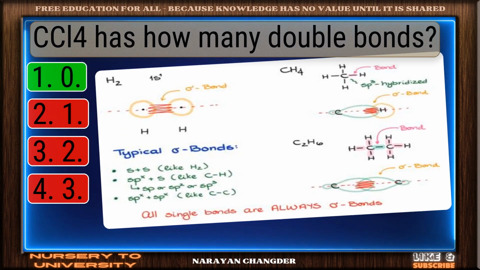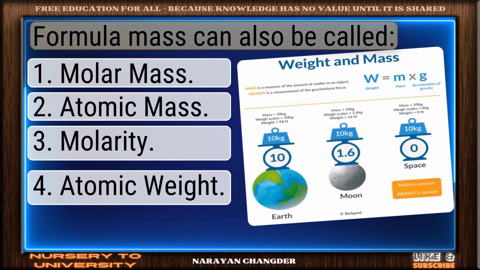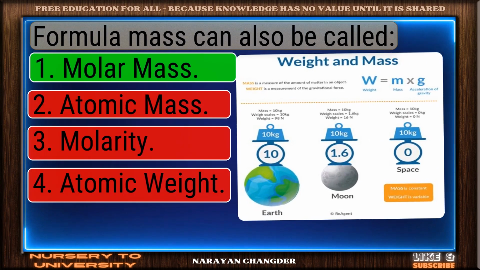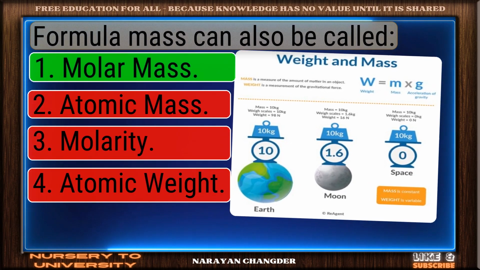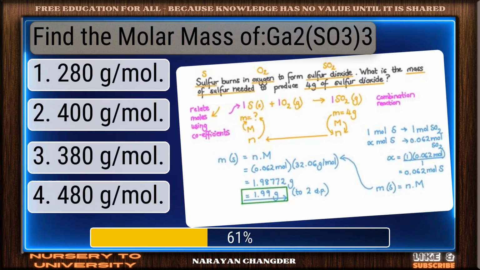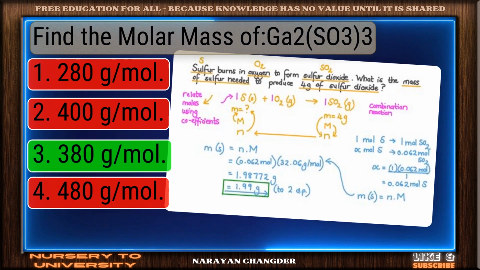Good thinking. Zo is the right answer. Formula mass can also be called. Correct. Molar mass is the right answer. Find the molar mass of Ga23. Nicely done. 380 g/mol is a solid answer.